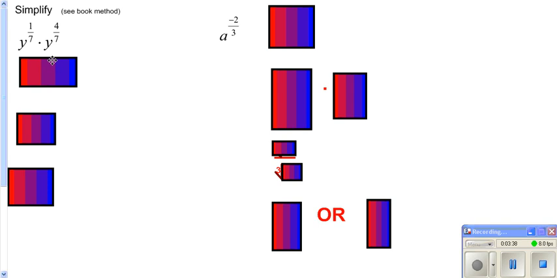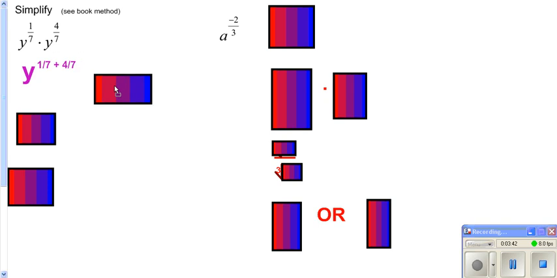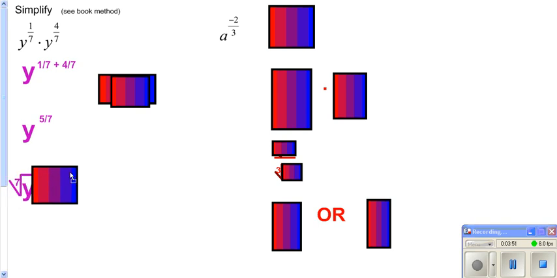So we have a y to the power times y to the power. You should remember y to the power times y to the power. All you have to do is just add your exponents. So you add 1/7 and 4/7, you get 5/7, which is really the seventh root of a y to the fifth power, because the bottom tells you which root to take, the top tells you the power to raise it to.